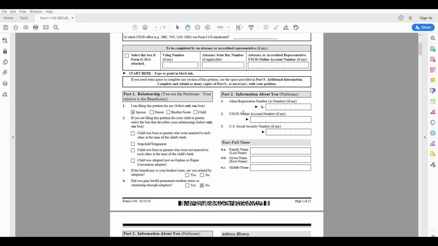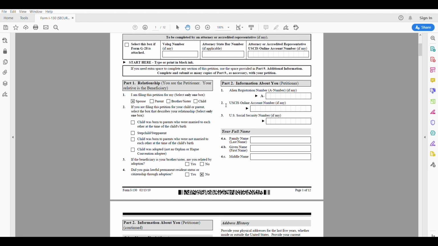Part 2, information about you, the petitioner. Again, that's the U.S. citizen or U.S. permanent resident filling this form out. Number 1, Alien Registration Number. Your alien number can be found on the front of your green card. If you're a U.S. citizen who has been naturalized, the alien number would be at the top right hand of your certificate. If you were born in the U.S. and are a natural-born citizen, you can disregard this part as you would not have an alien number.